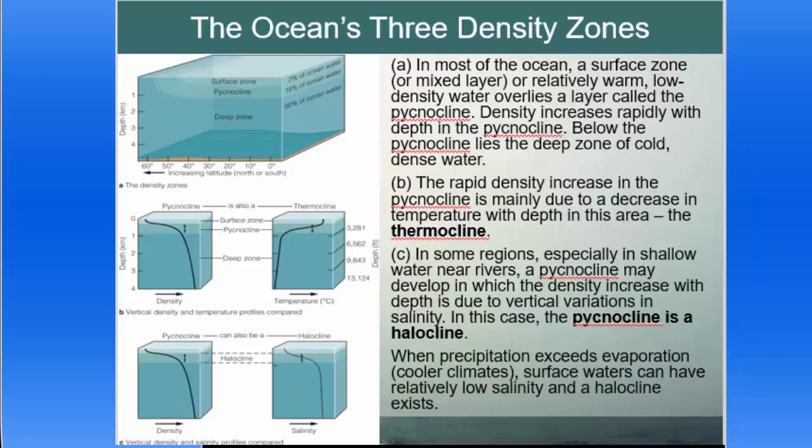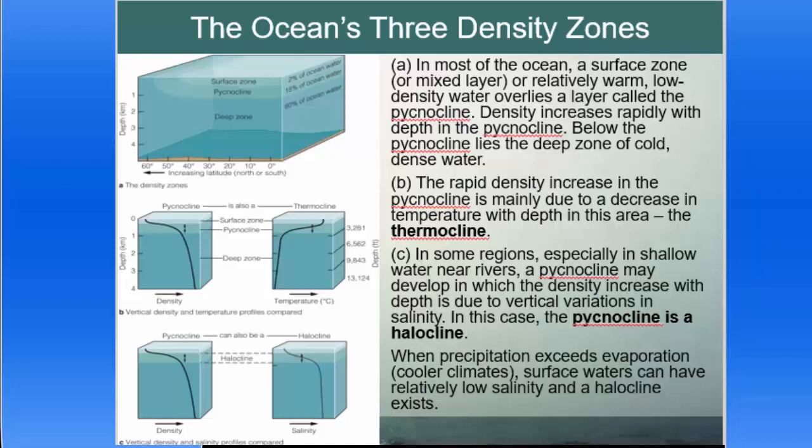So typically that middle zone, that rapid increase in density with depth, is a function of a temperature drop, the thermocline, the drop from warm waters at the surface to colder waters below. But sometimes there is a change, an increase in salinity, and that's the halocline.